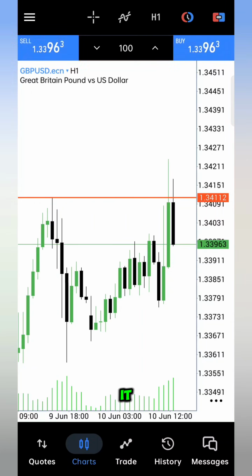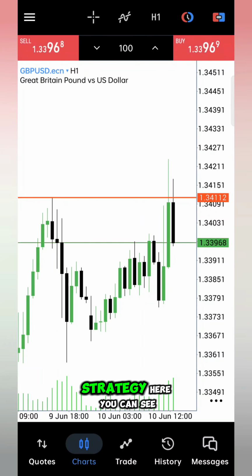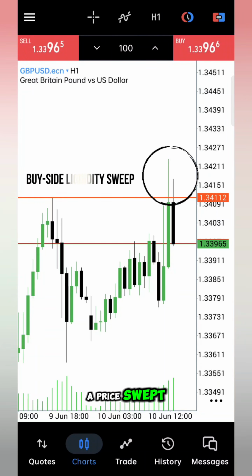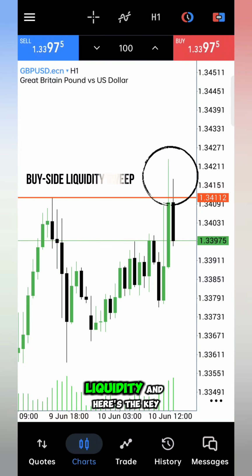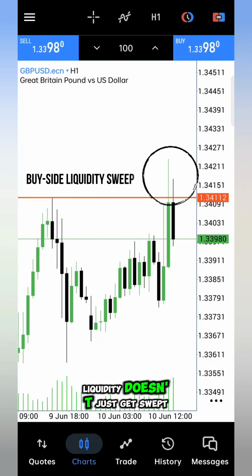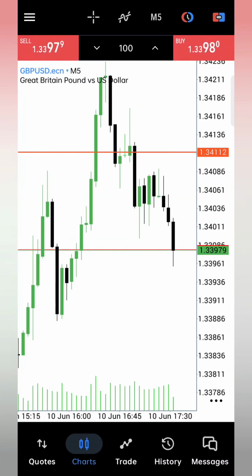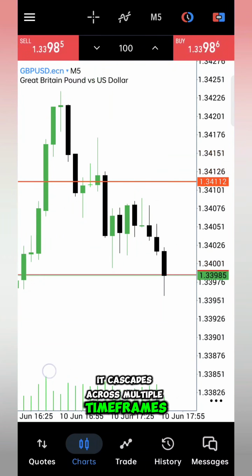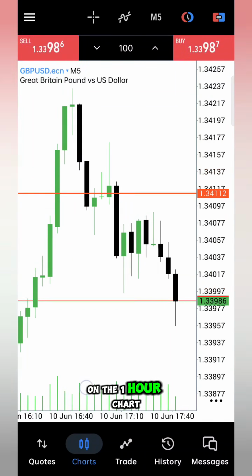Let's get into it. So according to the SMC strategy, here you can see, price swept the higher timeframe swing high liquidity. And here's the key, liquidity doesn't just get swept on one time frame. It cascades across multiple time frames. Watch how it plays out on the 1-hour chart.